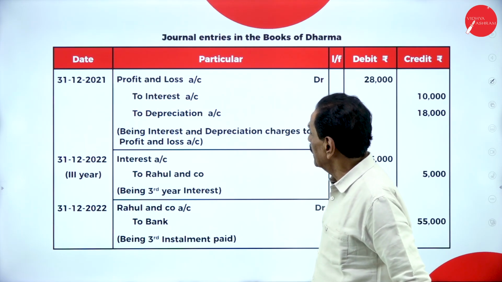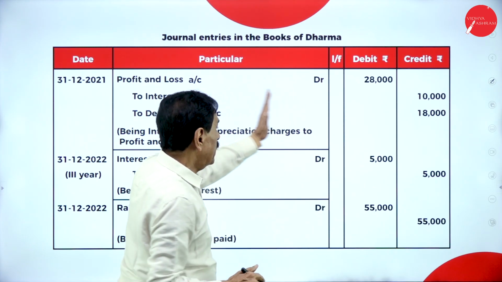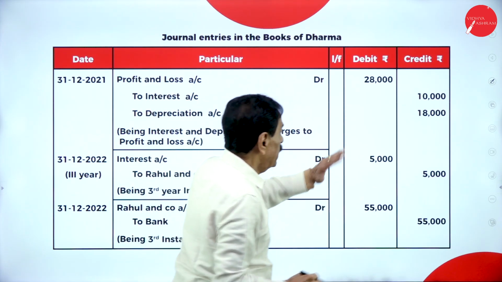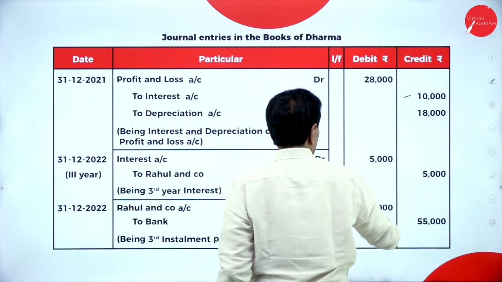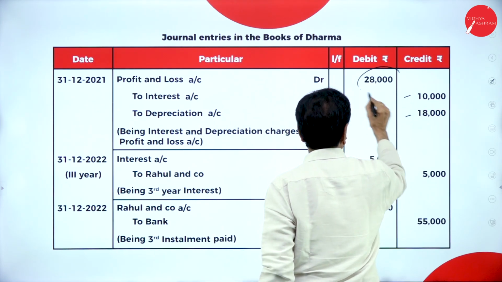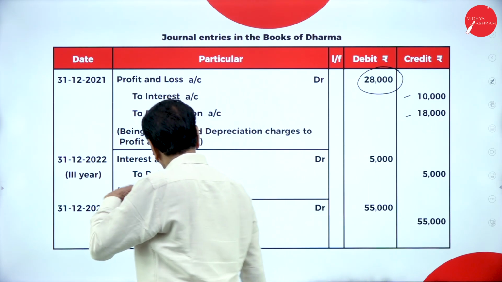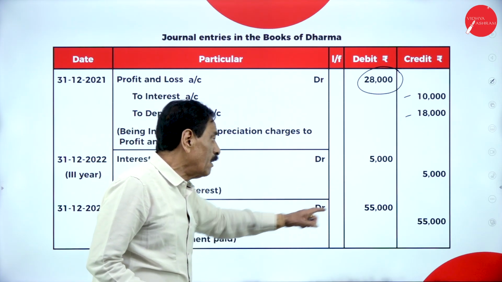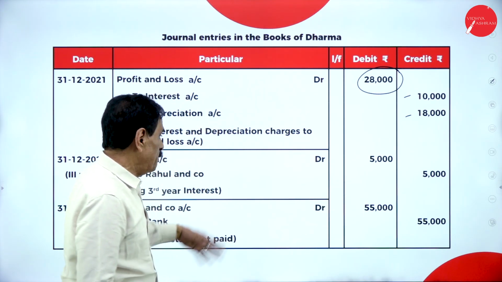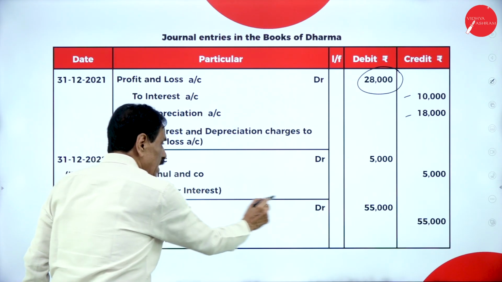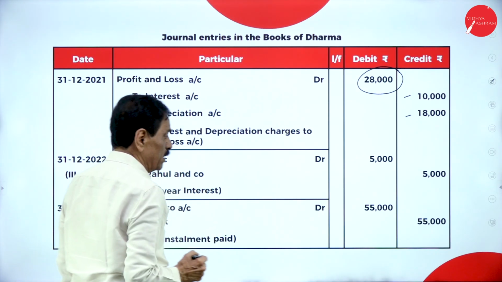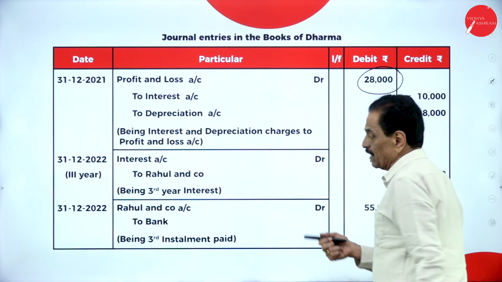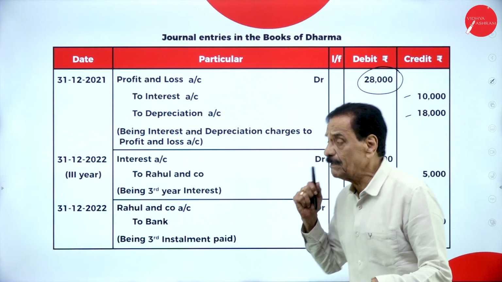Transfer entry. Profit and loss account debtor to interest account 10,000, to depreciation account 18,000. Totally 28,000. Come back to the third year. Interest account debtor 5,000 to Rahul Company 5,000. He pays the third installment. Rahul Company account debtor 55,000 to bank account 55,000. He pays the third installment.